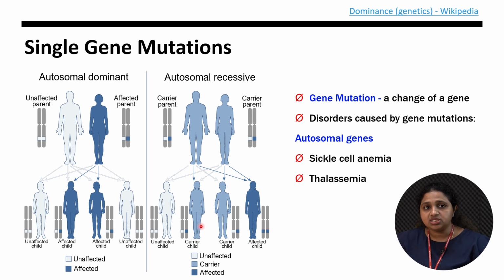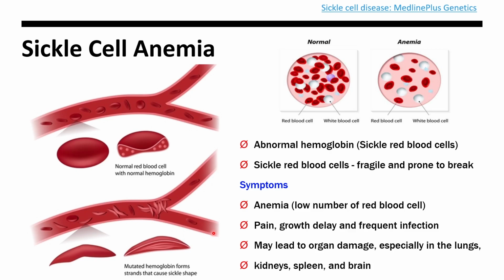What happens if you just get one copy? Then you become a carrier. Carrier means you have the disease-causing gene in your body, but you will not get the disease. You can pass that gene to the next generation. Okay? And examples include sickle cell anemia.